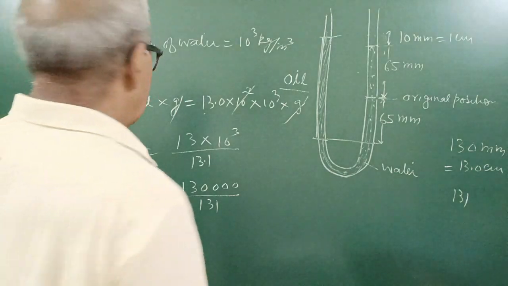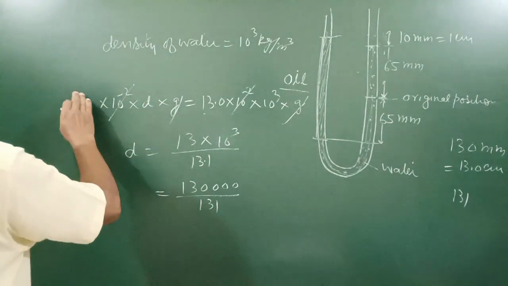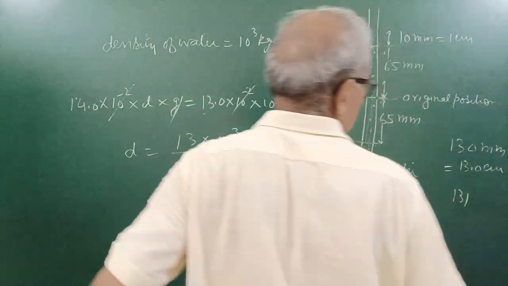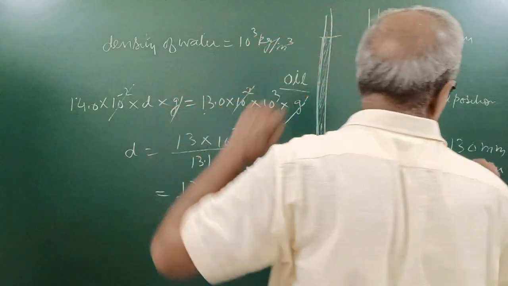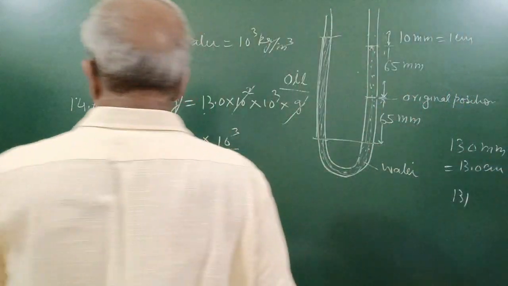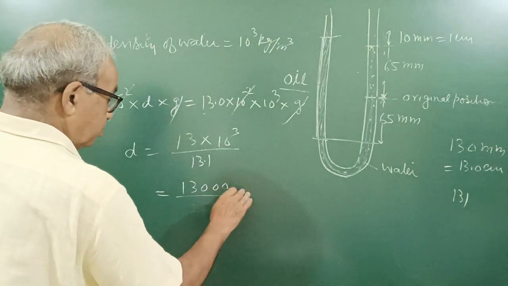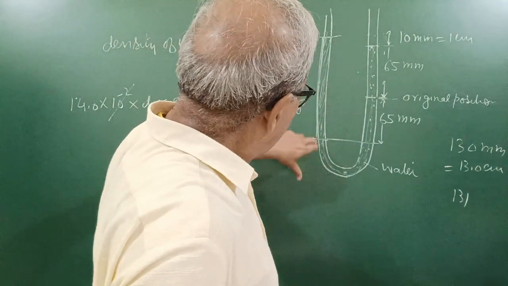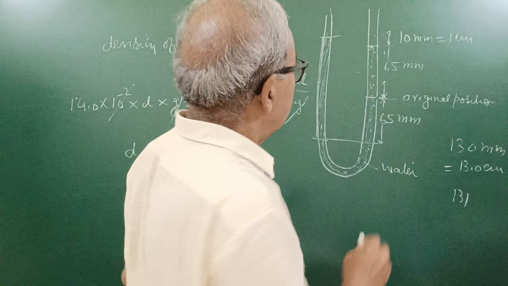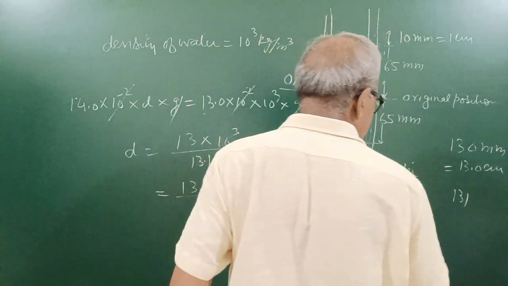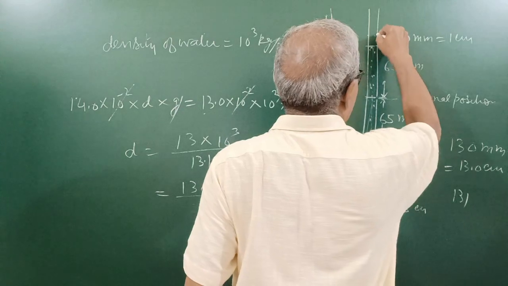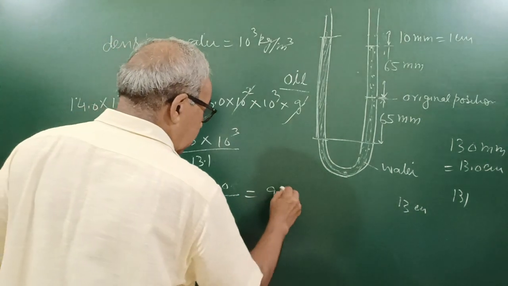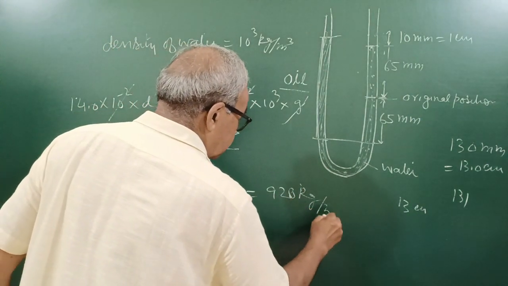Sorry, it is 14 here. 10 millimeter, no, 1 centimeter. So 1 centimeter plus 13 centimeter, sorry, 14. It will be 14 only. I am sorry. Here the height of the water column is actually 13 centimeter, and the 10 millimeter is 1 centimeter, so it was 14 centimeter. So now if you divide, you will get 928 kg per meter cube.